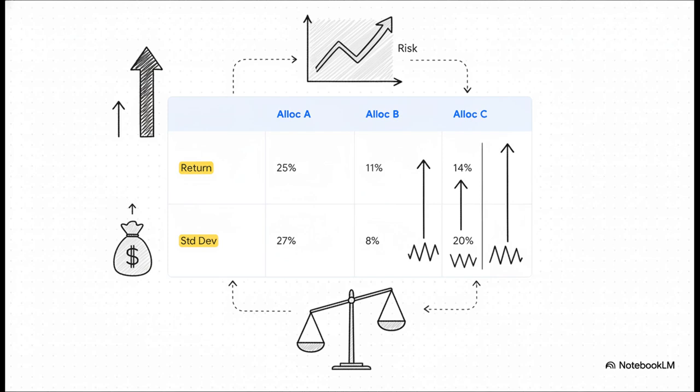Let's look at this in action, because this is where it gets fun. We have a hypothetical client who needs a strict minimum 3.75% return to survive without eating into their principal. We're looking at 3 allocations, A, B, and C. Allocation A has a massive 25% expected return, but a wild 27% standard deviation. Allocation B is way more conservative, 11% return, but only 8% risk. And allocation C is kind of hovering in the middle. So which of these 3 should they pick to minimize their chance of failure?